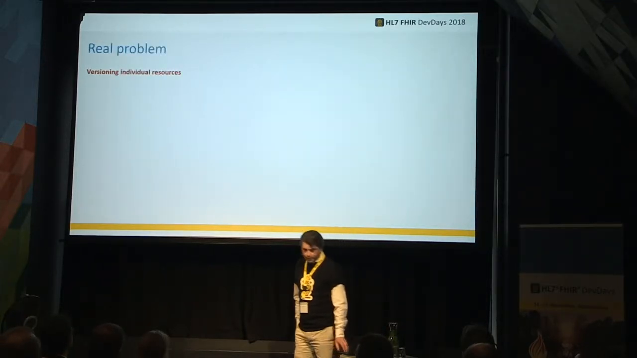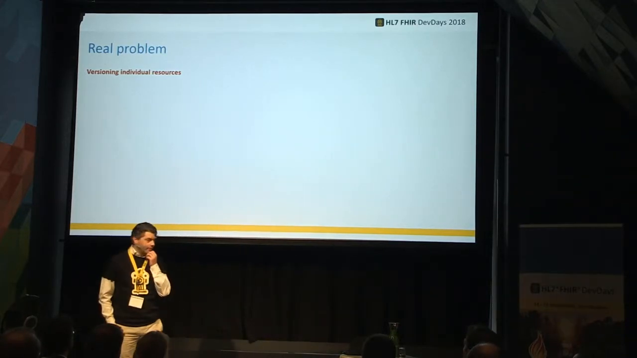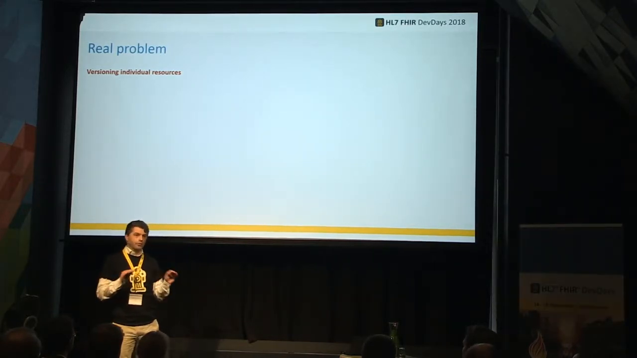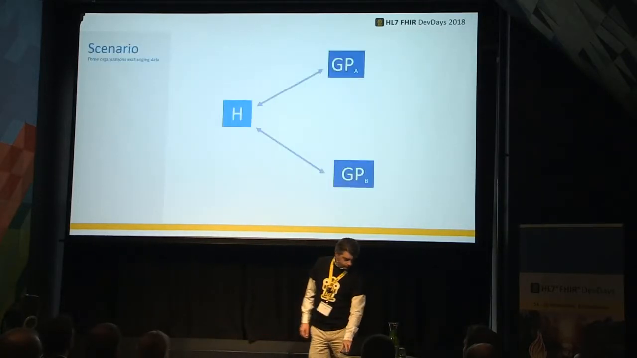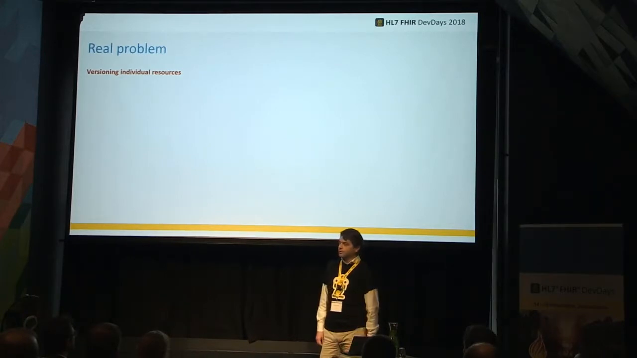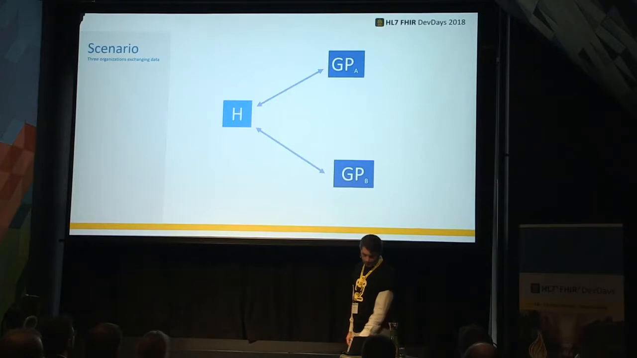So after long hard thinking by a lot of people, we realized that the real problem was actually somewhere else than in those canonicals. The real problem is that we are versioning individual resources while we're actually talking about a version of a release. And I'll give you a little scenario here. So imagine there's a hospital and two GPs communicating with each other.